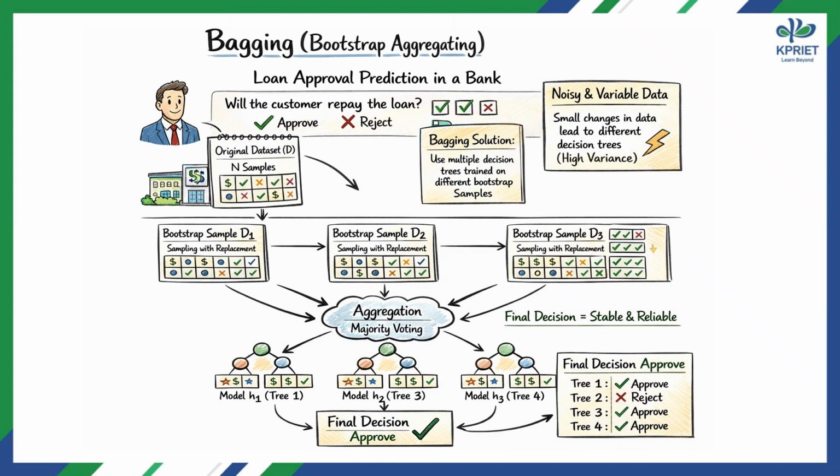From the original samples, the same way I am creating the bootstrap data D1, D2, D3. Here my process is not parallel, it is serial. From D1 it is going to D2, from D2 it is going to D3, from D3 it is going to aggregation or majority voting. From there I am getting a model, my results will be passed to models H1, H2 and H3, and depending on this my final decision is made.